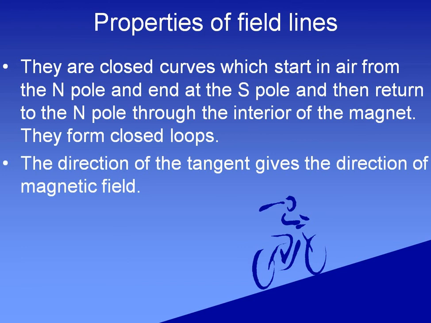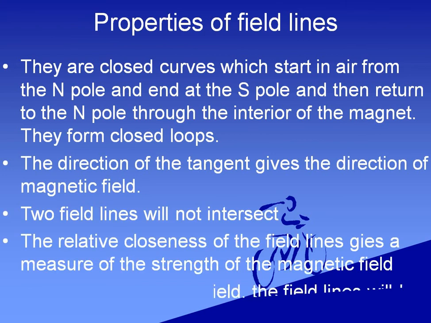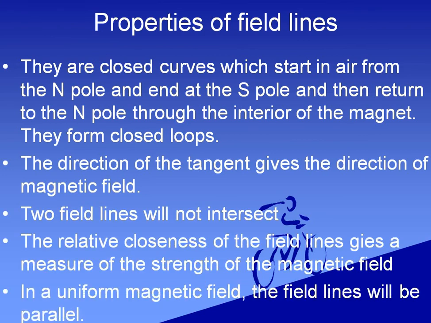Okay, is it clear? And last property is that in a uniform magnetic field, the field lines will be parallel. If it is a uniform magnetic field, we can see that the field lines will be parallel. Okay, parallel field lines show that it is a uniform magnetic field. So these are the properties of field lines.